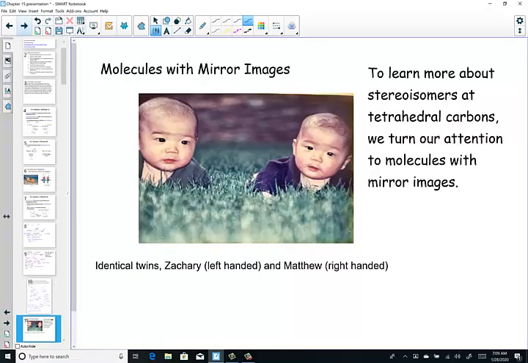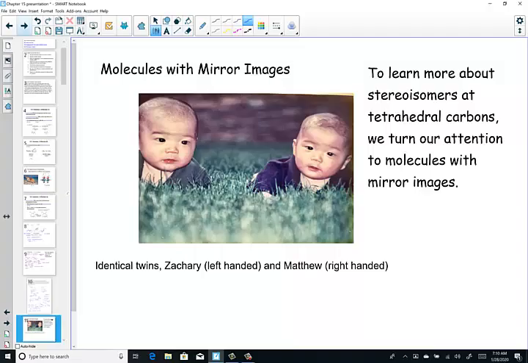Let's look at a next section together and start considering stereoisomers and their mirror images. This is a little snapshot I took from your book. To learn more about stereoisomers and tetrahedral carbons, we turn our attention to molecules with mirror images. These are 2 identical twins. They're named Zachary and Matthew. Obviously, I've never met them. That's clip art from your text. One of these twins is left-handed and the other is right-handed.